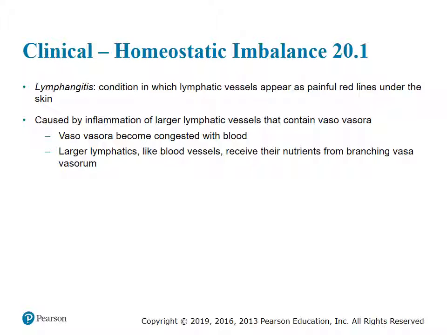Okay, lymphangitis is an inflammation of the lymphatic vessels. This is a clinical condition, right? Lymphatic vessels are painful red lines. You'll see this on the surface of the skin.